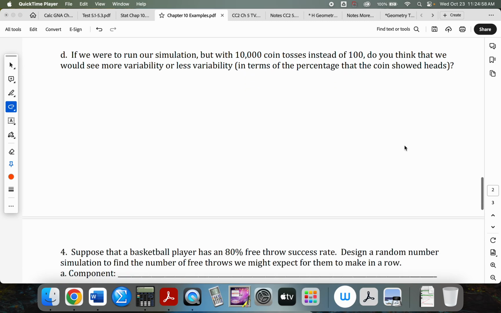All right. So here's a question for you before we get back to what we've been doing. If you were to run our simulation, but with 10,000 coin tosses instead of 100, so you're tossing it a whole bunch, do you think we would see more variability or less variability in terms of the percentage that the coin showed heads? On a regular coin. Less variability. On our simulation. So the weighted coin. So if we flip it 10 times, we're not surprised if we get 8. Maybe a little surprised. We're not surprised if we get 7, right?